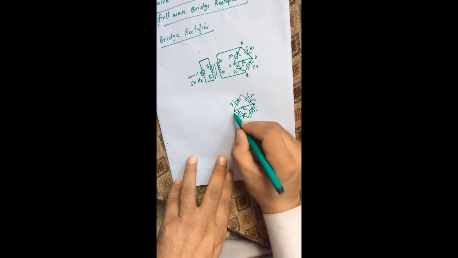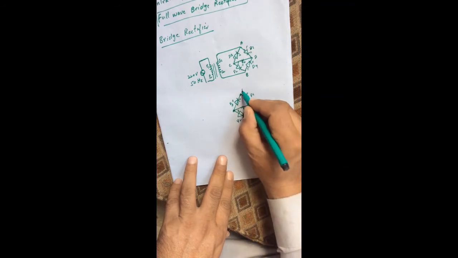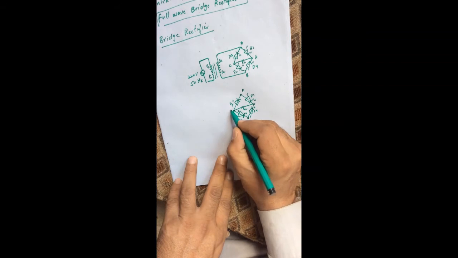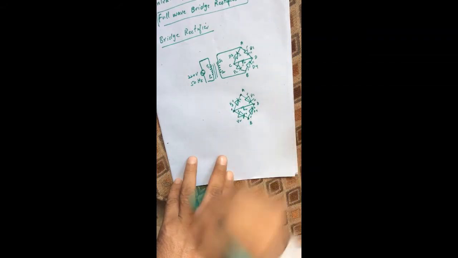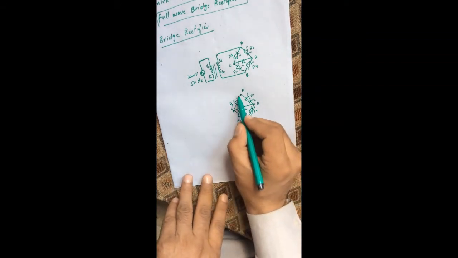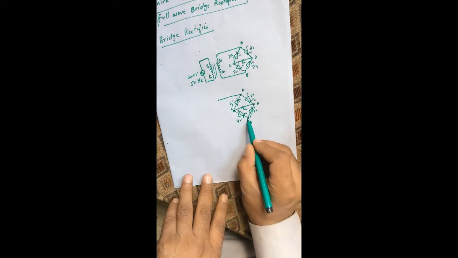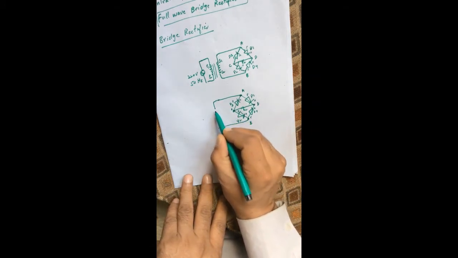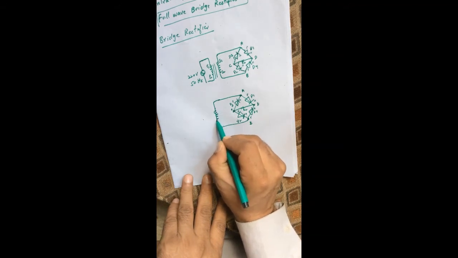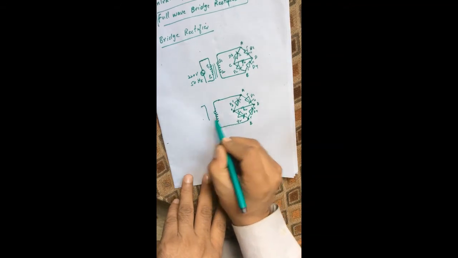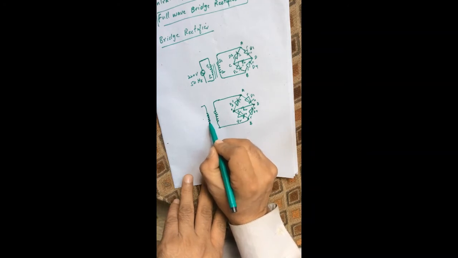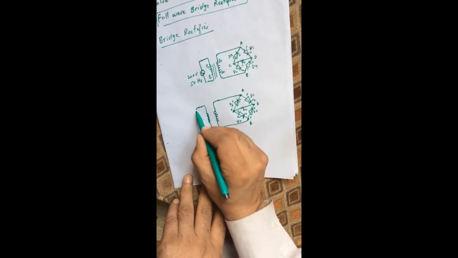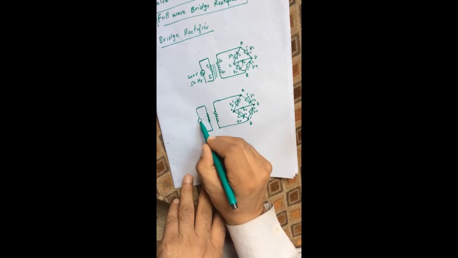Now these 2 points, I call it point A, this is point B, this is point C and this is point D. Now we have the transformer connected to this, and we have, this is the secondary coil and this is the primary coil, and here we have the output source, AC source.